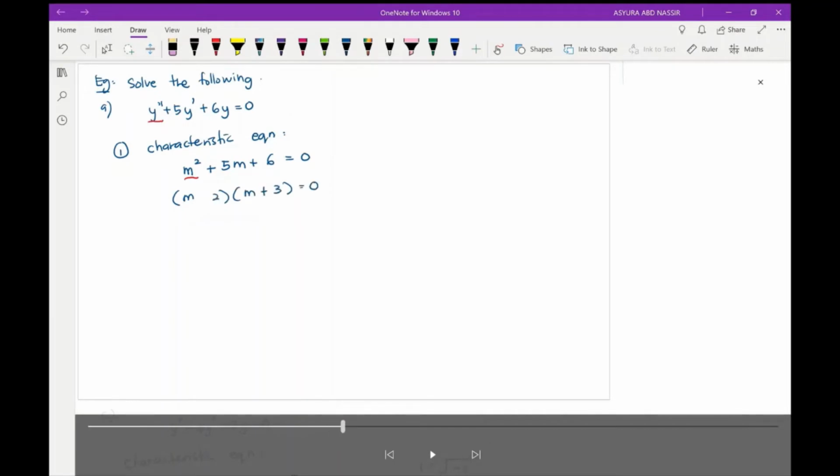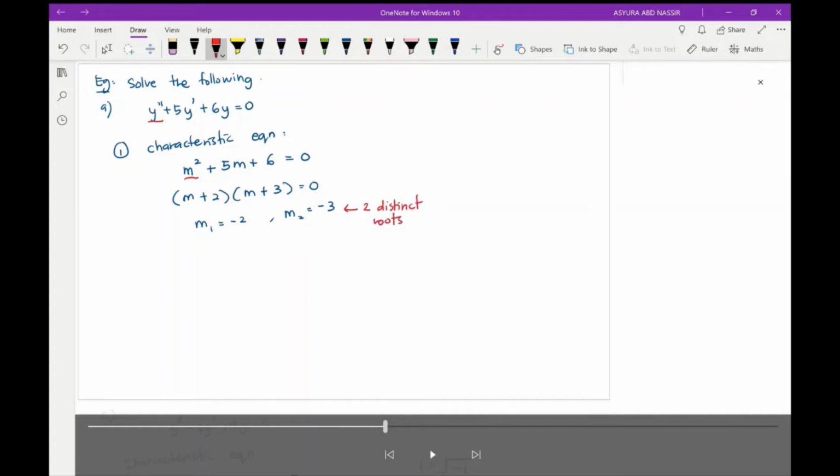You can use your calculator. When you use the calculator, you will have m plus 2 times m plus 3 equals 0, and your m1 will be negative 2 and your m2 will be negative 3. It's up to you whether you want to write m1 as negative 3 or negative 2, there is no problem. So we have two real and distinct roots.